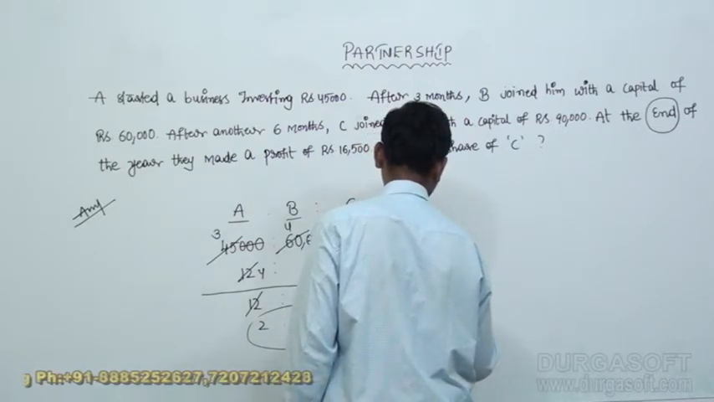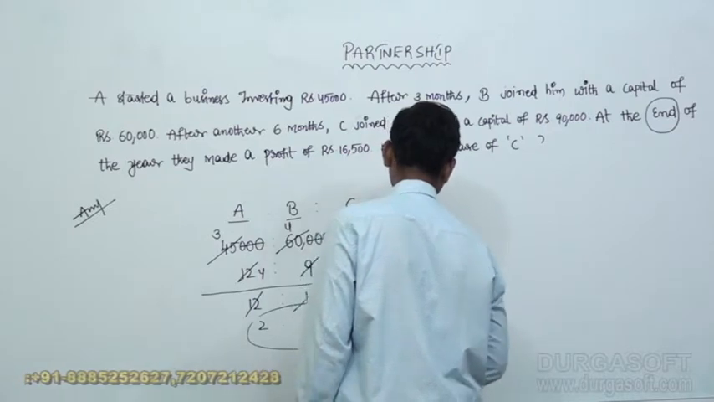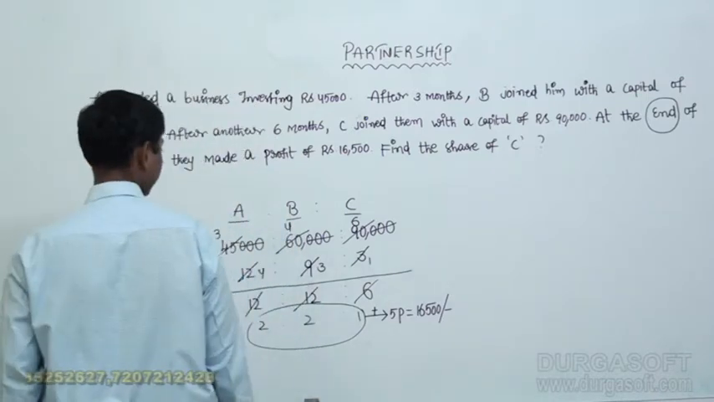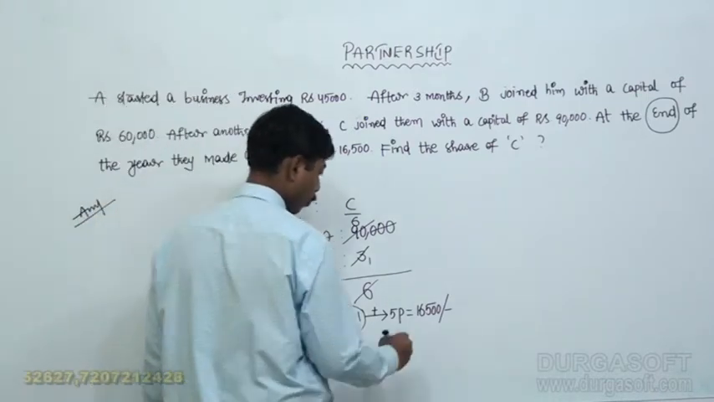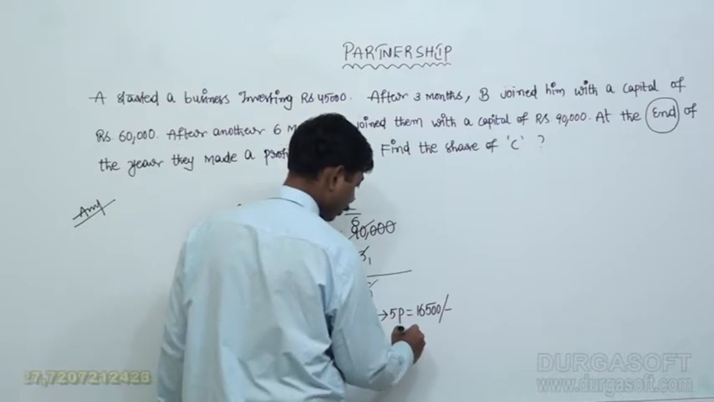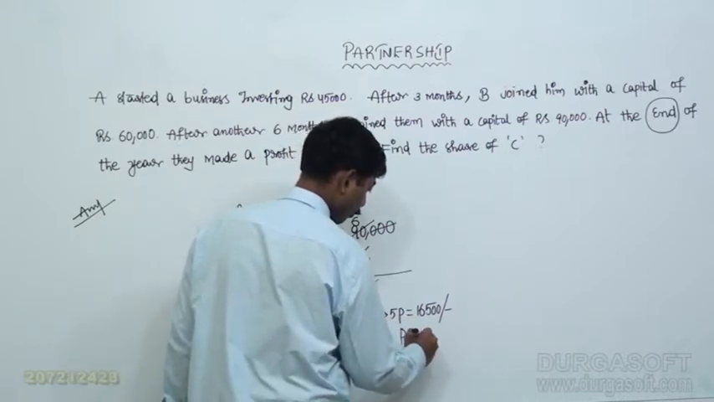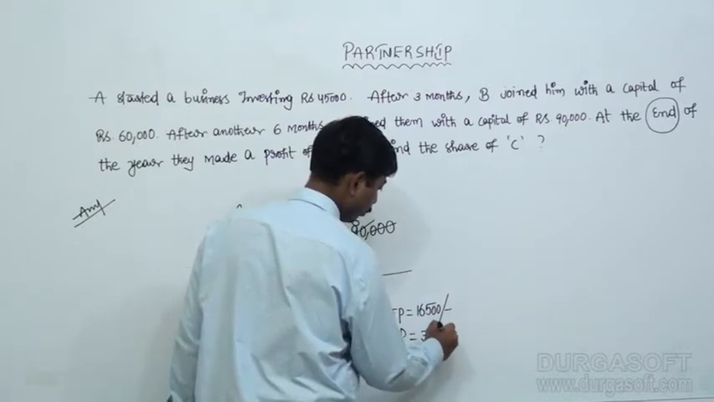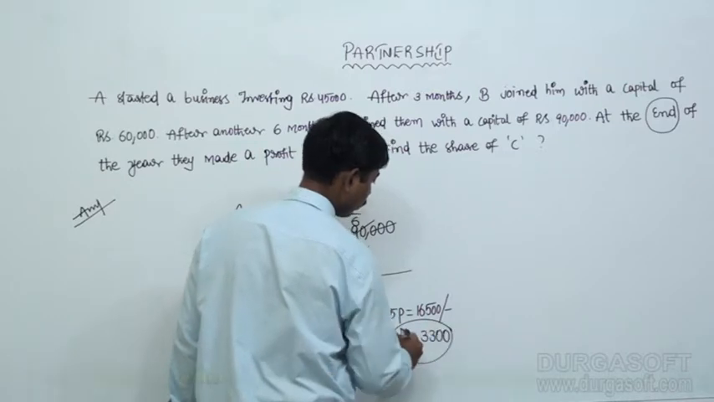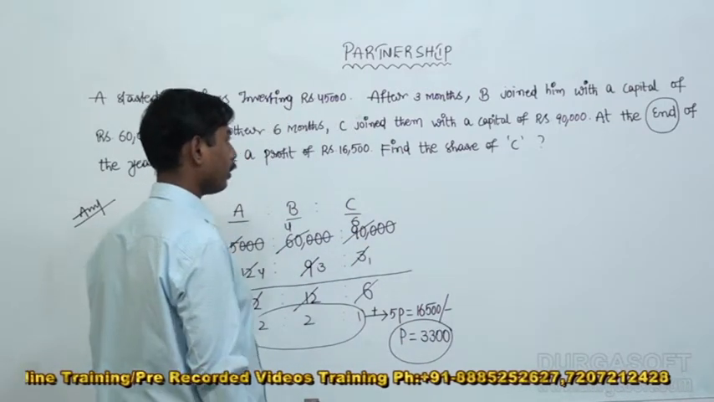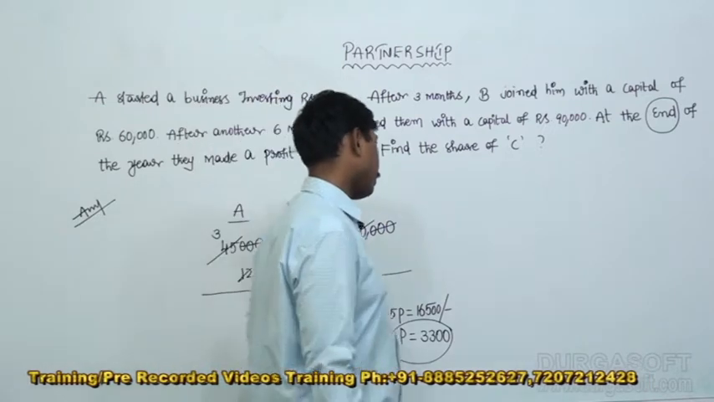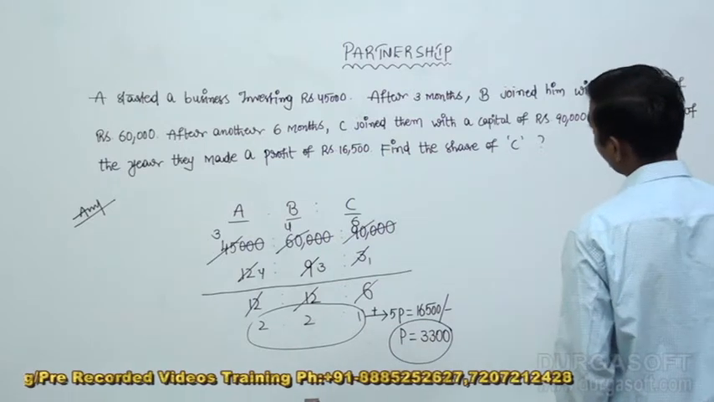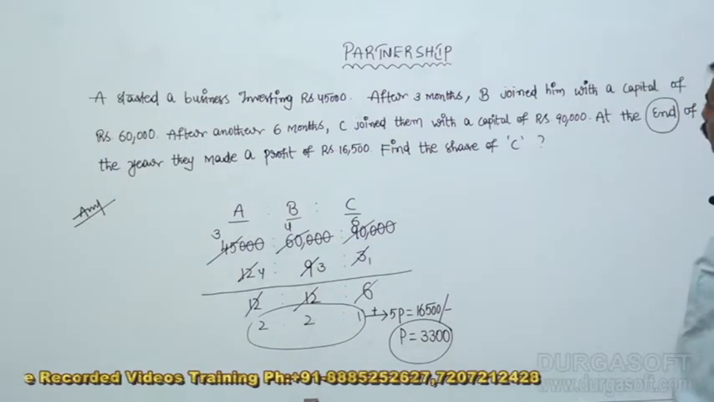5 parts of a profit equals to how many rupees here? 16,500 rupees. 5 parts of a profit equals to 16,500 rupees means 1 part of a profit equals to how much? 1 part of a profit equals to 3,300. 1 part of a profit in the business we came to know that is 3,300. 1 part of a profit in the business 3,300 means right now we have to find out for whom? We have to find out especially for C.